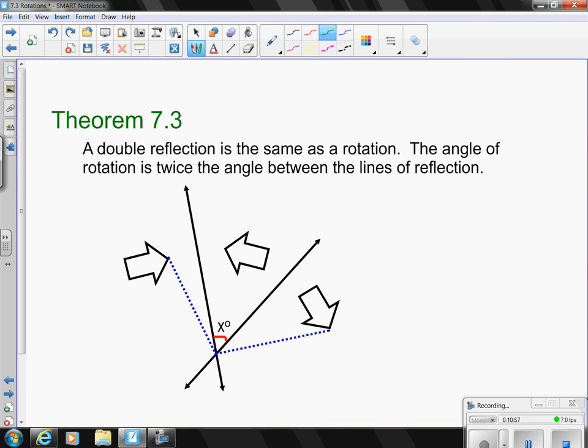One theorem here says if you do a reflection once and then do another reflection, I did 2 reflections, the angle between these lines might be x, and the angle of the rotation is going to be 2x. So if this is x, this blue arc is going to be 2x. It's going to be double the angle between the lines. So if this was 10, this is 20.